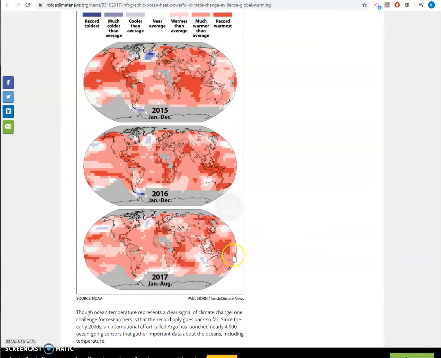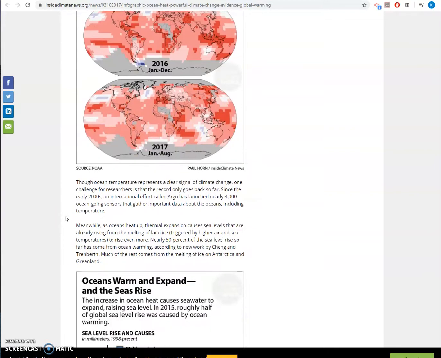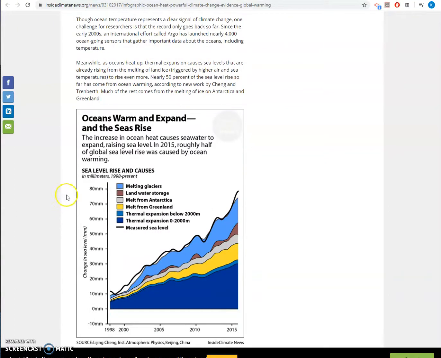But if you look at 2017, look at that. There's like barely any not red areas. The ocean's getting warmer, y'all. Now, some of you are like, great, warm water, great. But what does it do, right? Here's what it does.